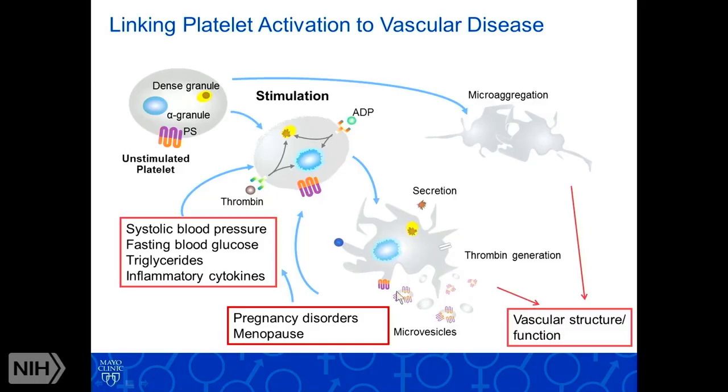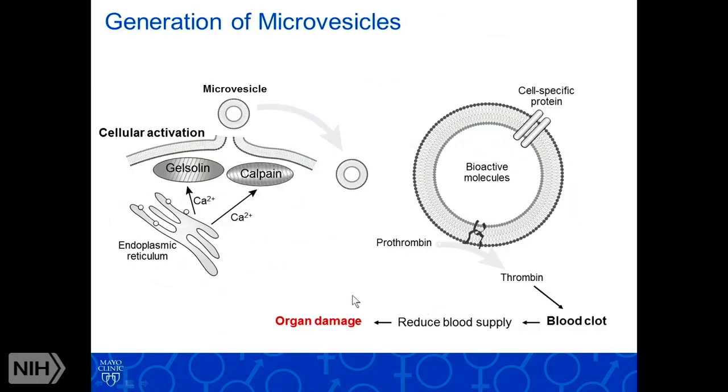What actually are these microvesicles? They're cellular membranes which carry signature markers of the cell of origin. They also provide a surface for the generation of thrombin, and they contain bioactive molecules which, when adhered to a cell surface, can release their cargo, affecting subsequent target cell activity.